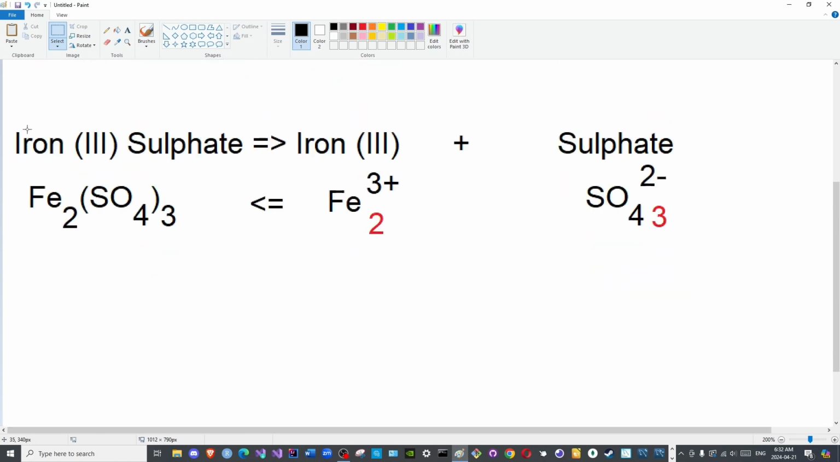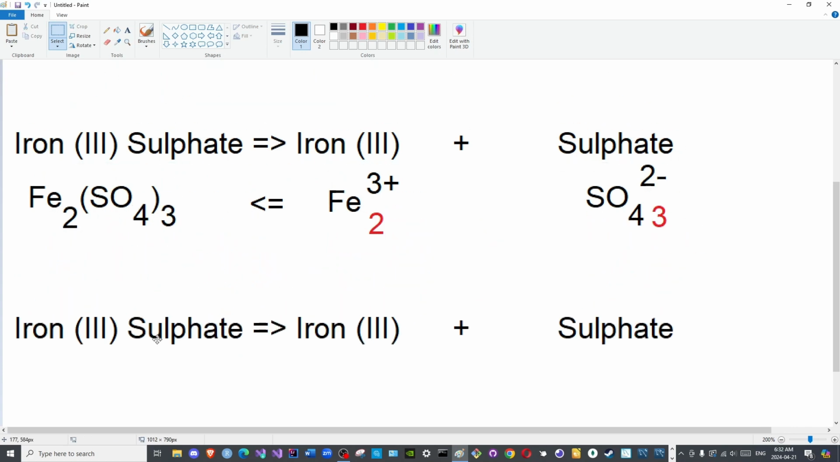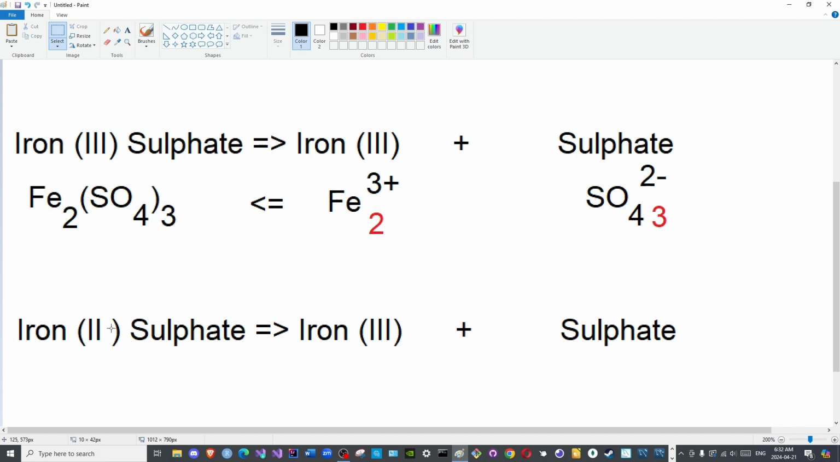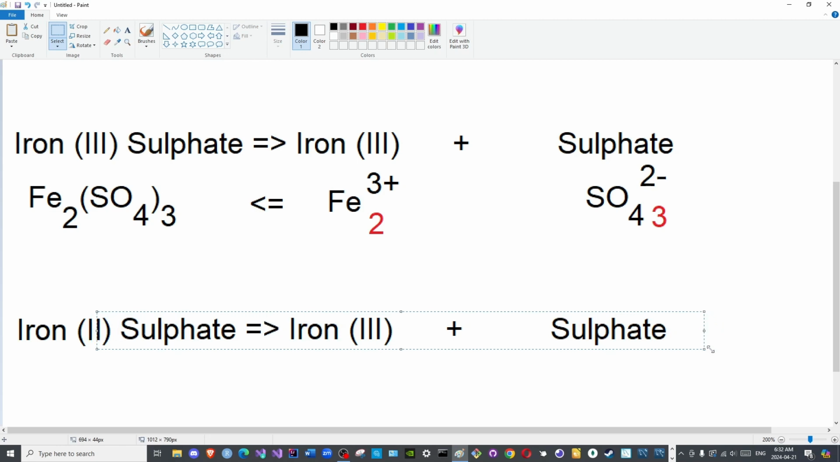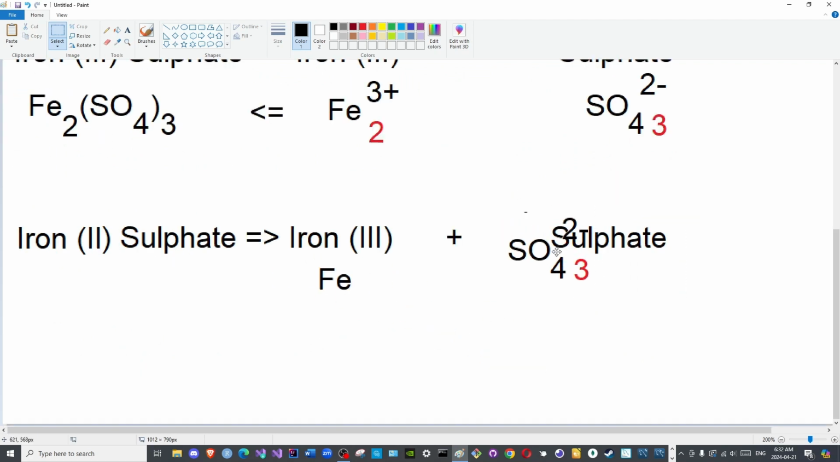Lastly, we will cover iron 2 sulfate this time instead of iron 3, and you will see why in just a moment. Okay, and then we will put this here. And we will put all of this here without the 3. So what is the ion for iron? I do not know why I put this. It should be iron 2, not iron 3. There we go.